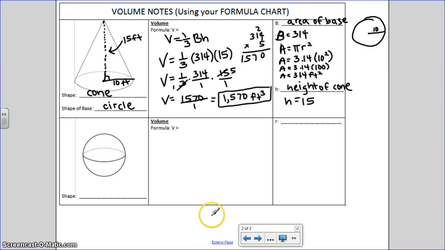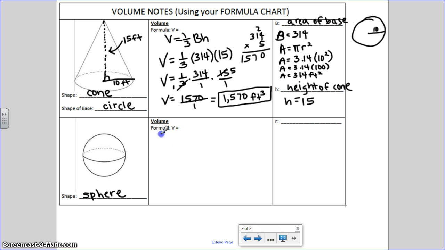Hi guys, welcome back. This is our last set of notes for volume. And the last thing we're going to be talking about today is this shape, which is, as you might know, a sphere. Okay, go ahead, pause the video and copy the formula down from your formula chart.